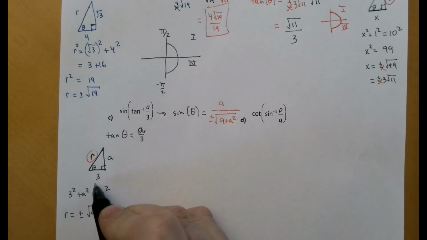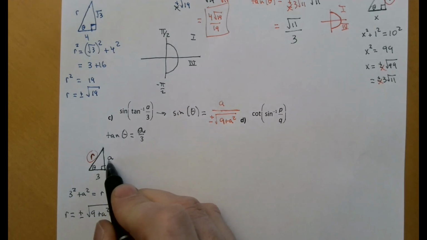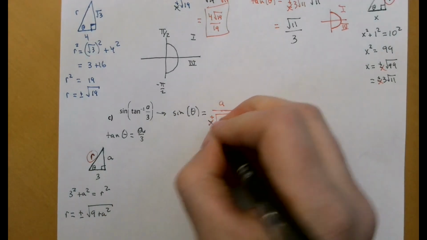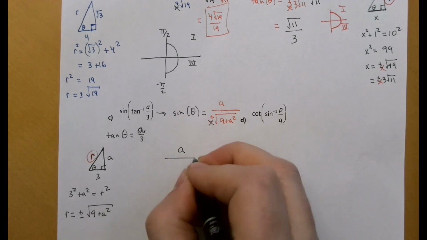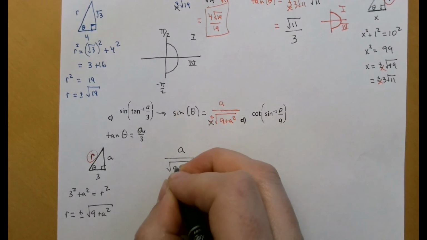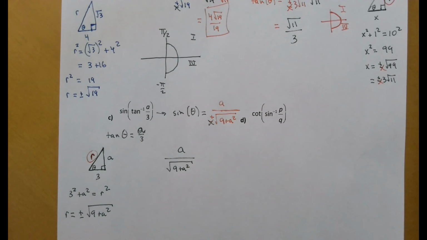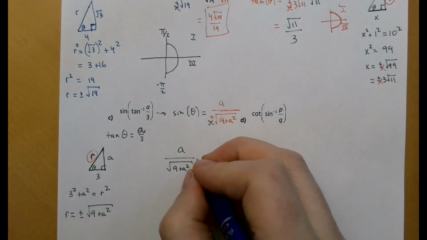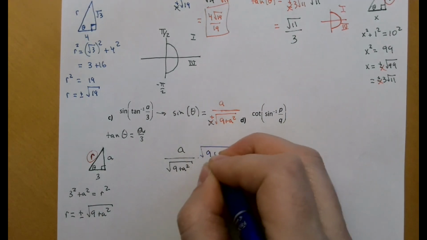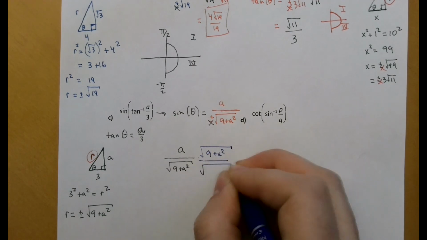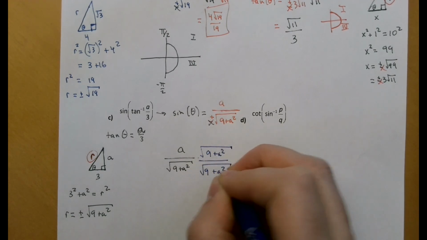Well, the 3 is not negative, it's positive. The a value could be the negative or the positive. So we ignore this, and we know our final answer before we rationalize it is this. If we want to rationalize it, multiply it by the square root of 9 plus a squared over the square root of 9 plus a squared. In other words, multiply it by 1.